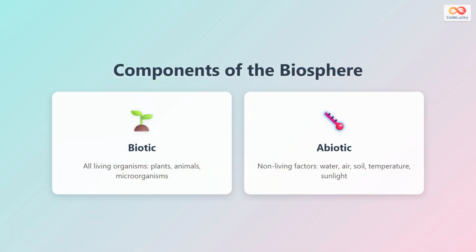The biosphere consists of two main components. Biotic components include all living organisms such as plants, animals, and microorganisms. These are the organisms that grow, reproduce, and interact with each other. Abiotic components are the non-living factors that support life, including water, air, soil, temperature, and sunlight. Both biotic and abiotic components must work together to sustain life in the biosphere.